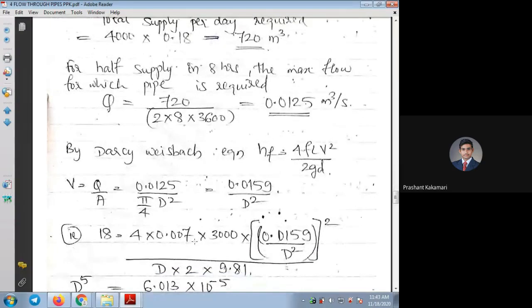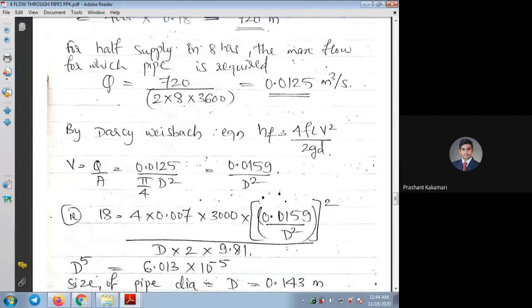0.007 is taken here into L. What is L? Length of the pipe. Length of the pipe is how much? 3 kilometers. So 3 kilo means 3000 meters. Velocity we are substituting in terms of diameter. So I can write it as 0.0159 divided by d square, into whole square. That is v square divided by 2gd, 2 into g into d. So now from this, you find out the diameter.